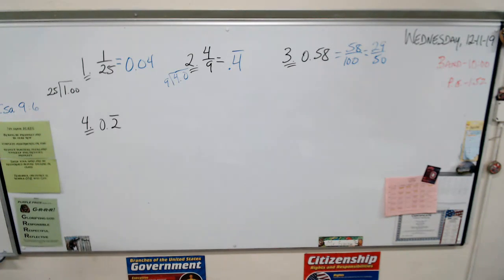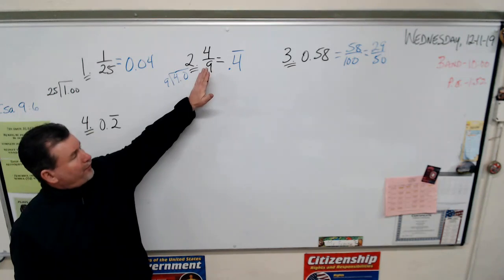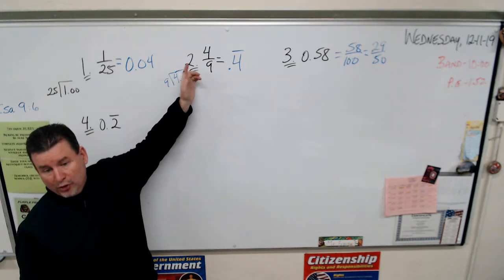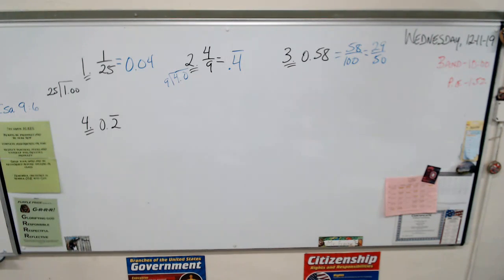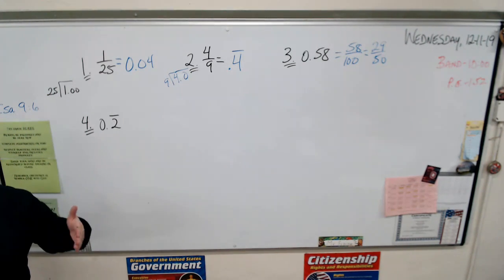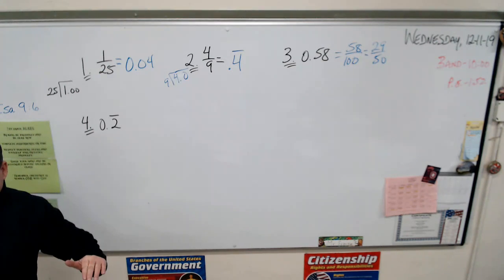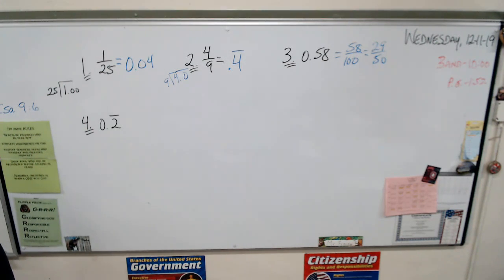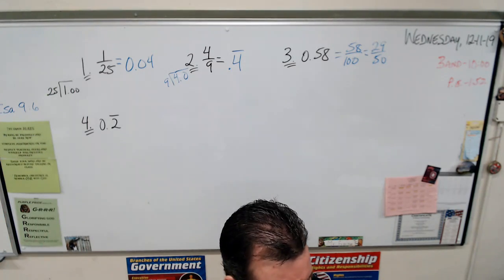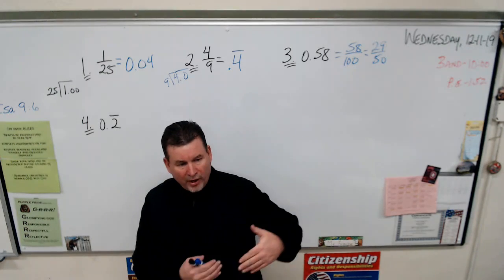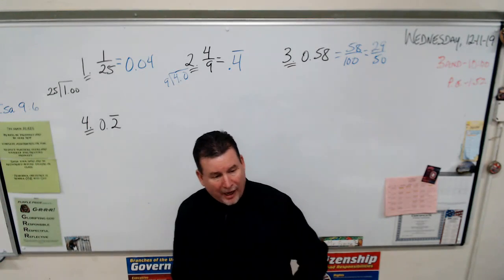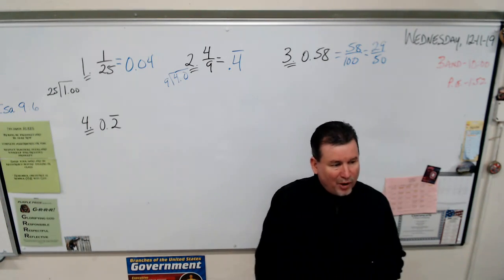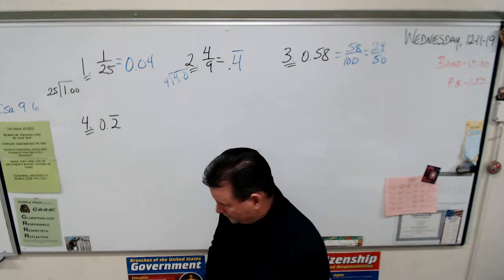Just like Jonathan realizes that all fractions that have 9 in their denominator, the numerator repeats, he uses that same knowledge to look at number 4 and say, oh, it's 2 repeating. That must mean it's 2 over 9. Just like you have come to the realization that 2/9 is 0.2 repeating and 4/9 is 0.4 repeating, now when you see 0.2 repeating, you know it's 2/9.